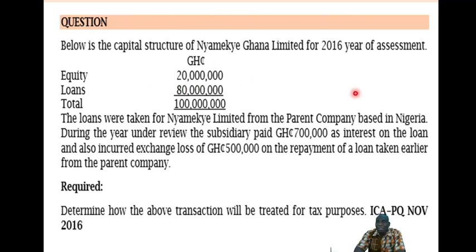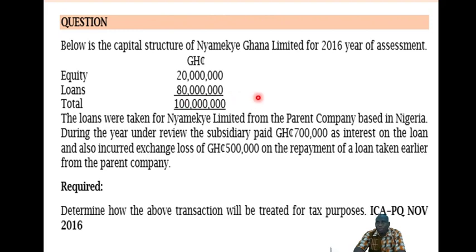The parent company in Nigeria has 20 million equity, whilst the loan, please, if the loan is given by independent people, don't consider the independent one, consider only the related party one. Okay, but in this question, all the loan came from the exempt person, so it's 80 million. So because of that, now let's look at the debt equity ratio.